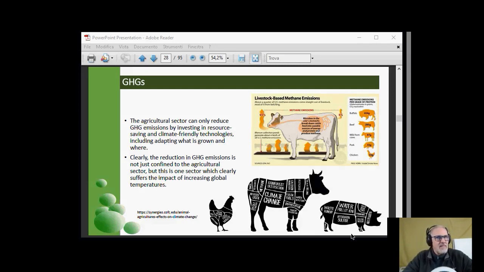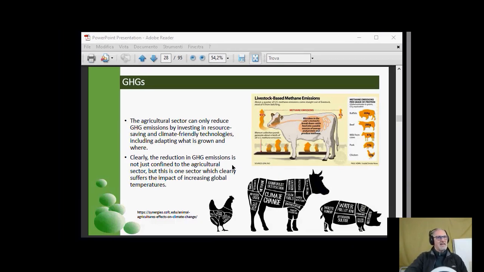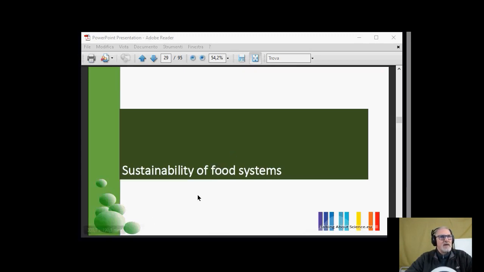So a lot of methane emissions in cattle are associated with burping or with belching. Some of it is associated with gas from the other end, but it's well known that the agricultural sector, and in particular livestock, has a particularly negative effect on greenhouse emissions. Okay, right. What about sustainability?